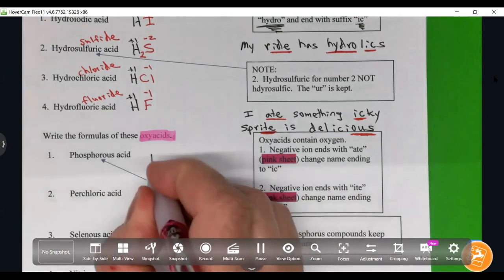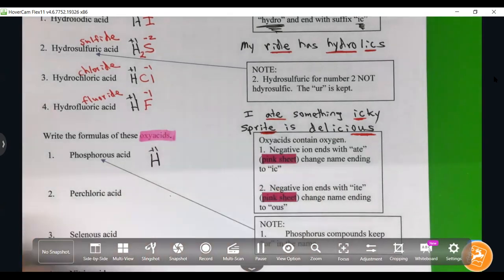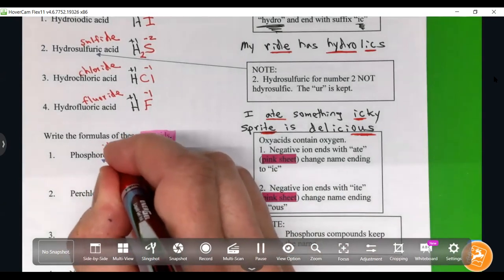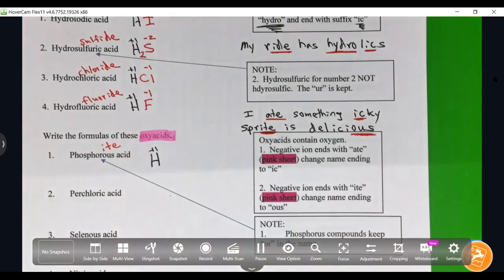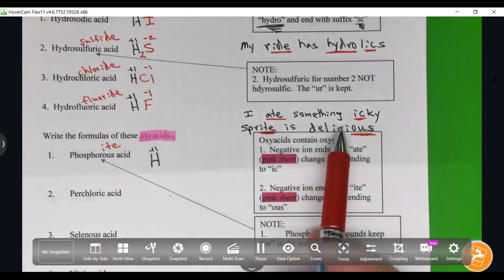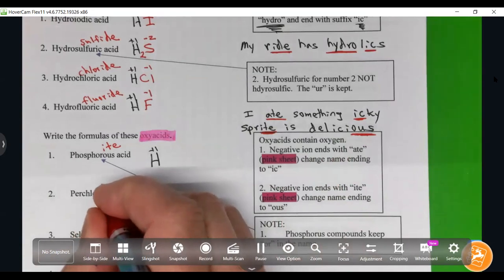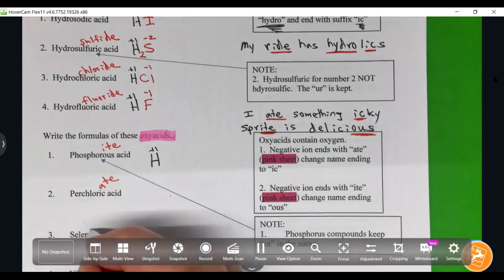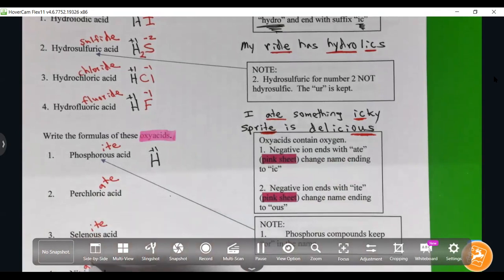So what are we looking for on our pink sheet? Something that is close to that as ITE, right? Here, ATE has been replaced with ic, so we're looking for ATE here. So we can go down here. Anything with OUS, we're going to be looking on our pink sheet for the name as ITE, and so on.